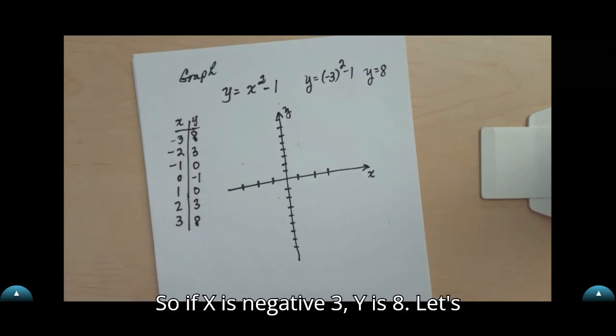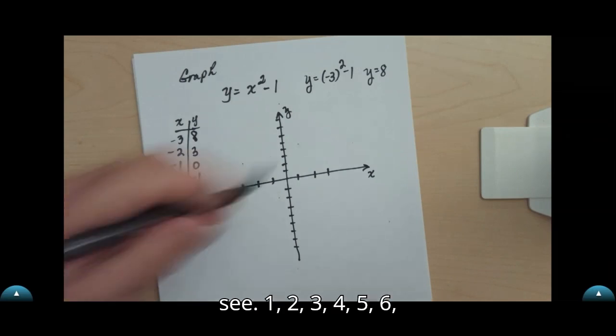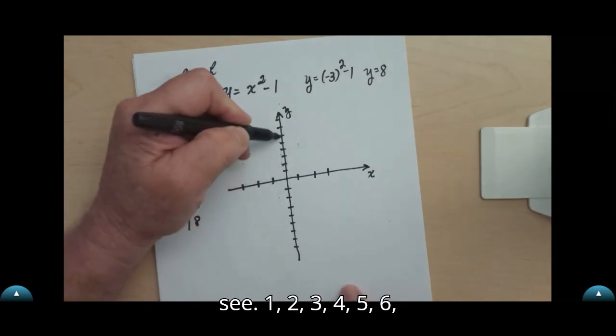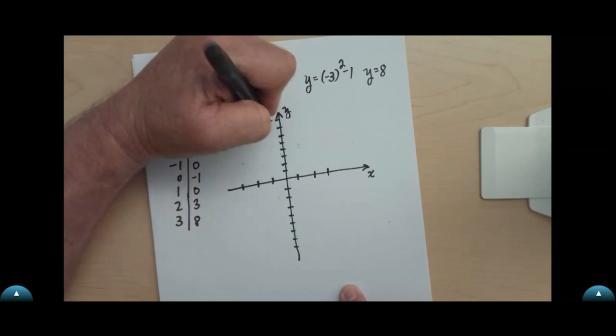So if x is -3, y is 8. Let's see. If I have 1, 2, 3, 4, 5, 6, 7, 8.